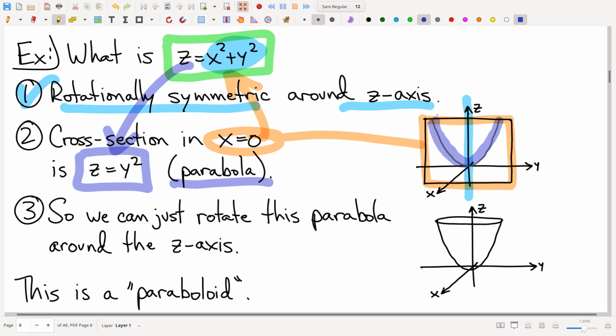Right, now let's summarize what we have. We know our surface is rotationally symmetric. We know what one of the cross-sections looks like. Then, as promised, I'm just going to rotate that cross-section. And as I rotate this cross-section around the z-axis, I will generate what this surface actually represents. And it makes this kind of bowl shape, like so.